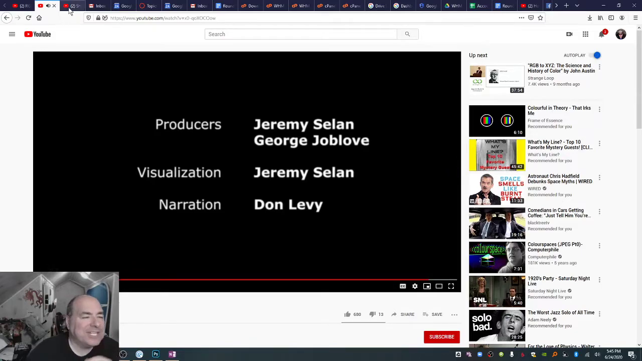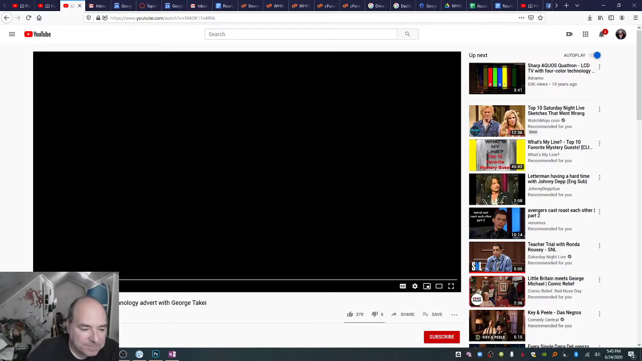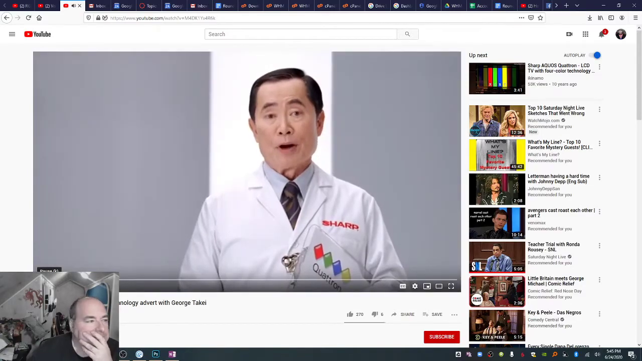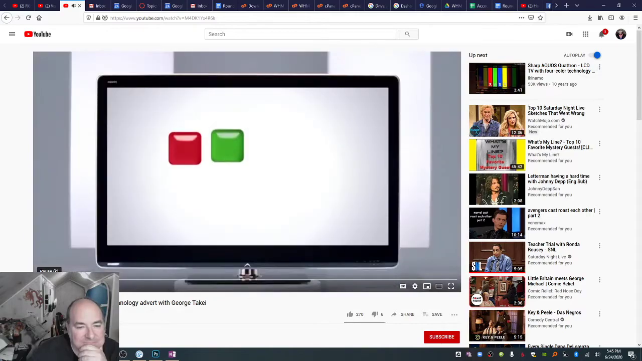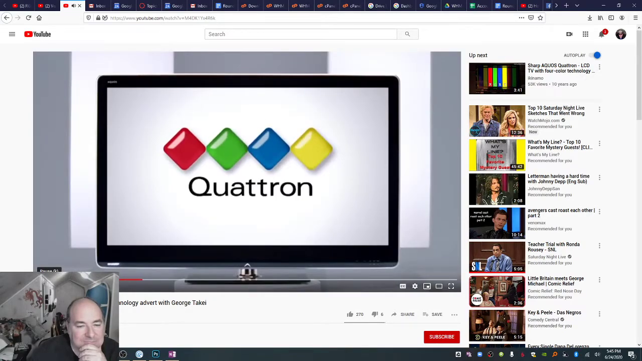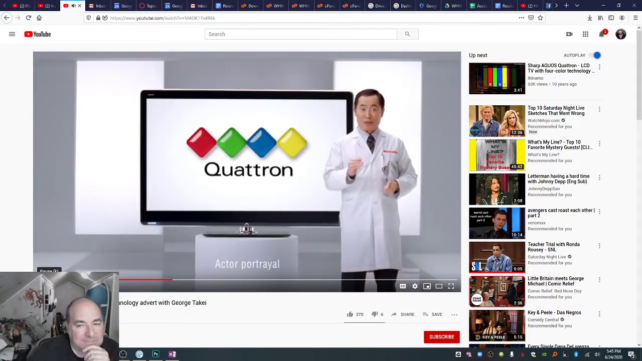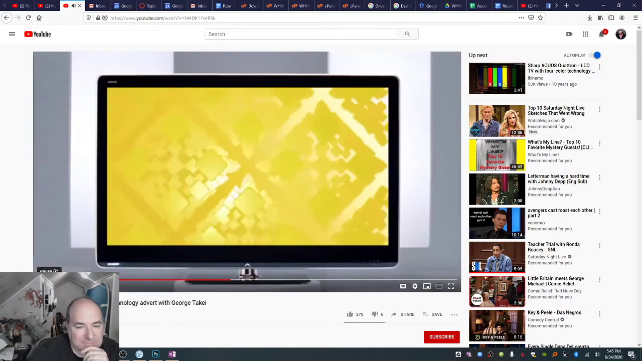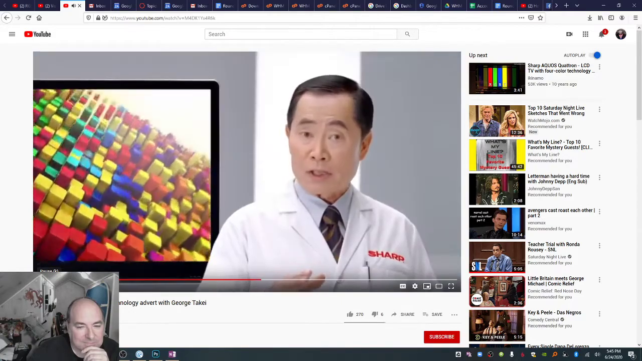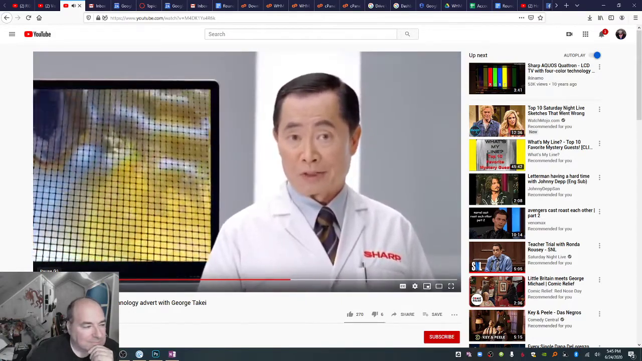And one more, just because it's fun. At Sharp, our goal is to reproduce every color in the world on TV. Introducing Quattron Quad Pixel technology. It adds a 4th color, yellow, to the standard RGB color system, creating a vast array of colors you can't see with your TV's 3-color technology.